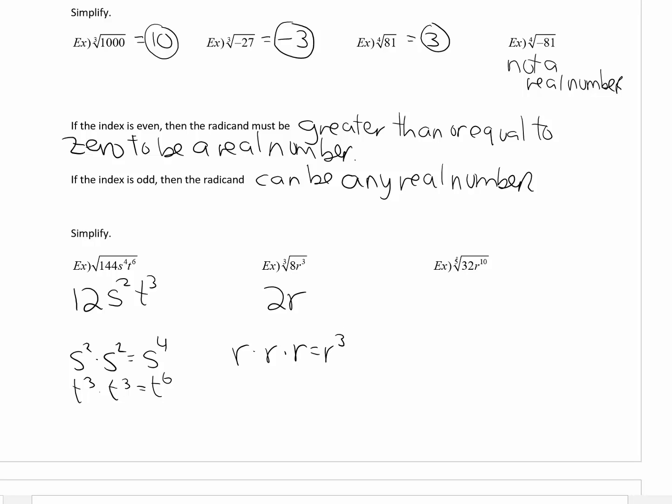All right, let's take a look at a fifth root. Well, the fifth root of 32 is 2, because 2 times 2 times 2 times 2 times 2 is 32. What value do I multiply by itself 5 times to get r to the 10th? Well, that is r squared, because r squared times r squared times r squared times r squared times r squared is the same thing as r to the 10th.